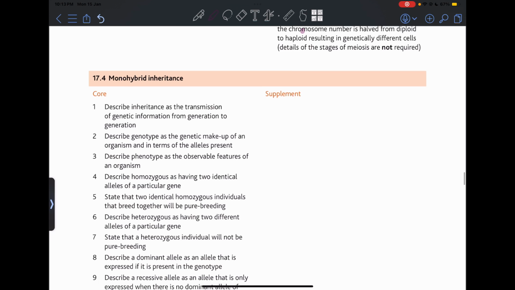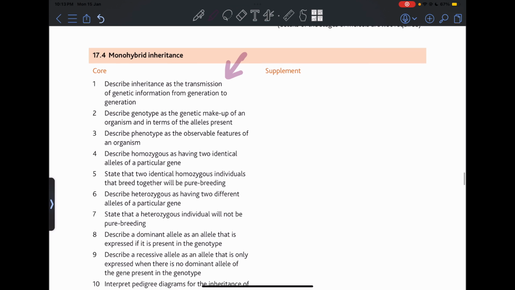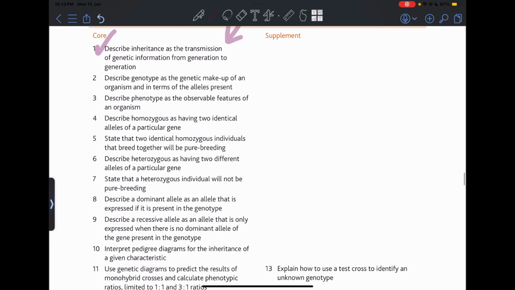17.4 monohybrid inheritance. Both extended and core students have to know about this. Describe inheritance as the transmission of genetic information from generation to generation. This is another definition. Describe genotype as the genetic makeup of an organism and in terms of alleles present. Another definition. 3 and 4 are also definitions.